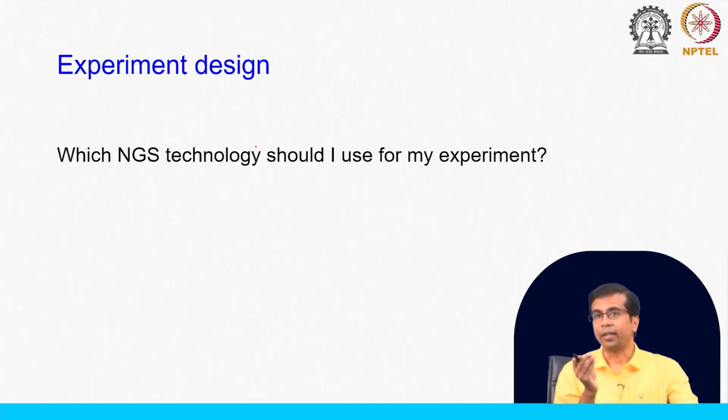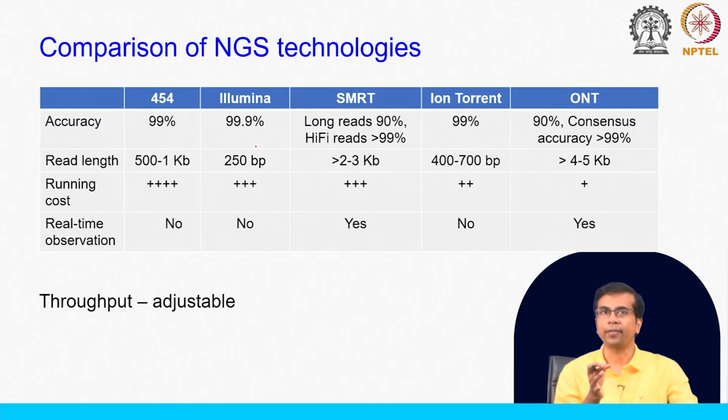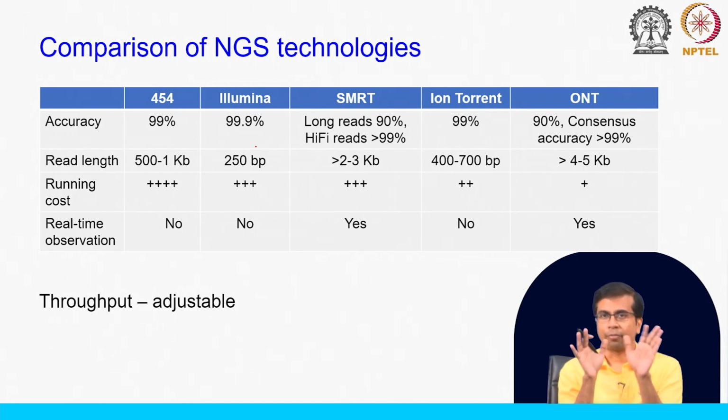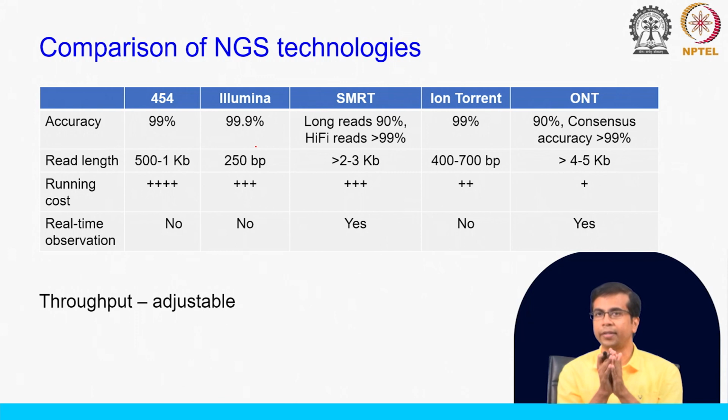Again, there is no single answer, it depends on the requirement, it depends on your project, it depends on many factors. So, before we go there, I just wanted to give you this overview comparison of the different NGS technologies that we have discussed so far. We have 454, Illumina, SMRT, Ion Torrent and ONT. And there are a few important points that are really relevant for us.